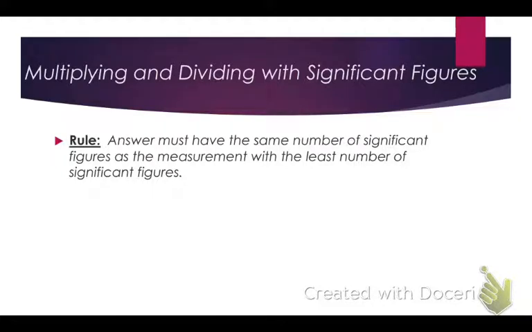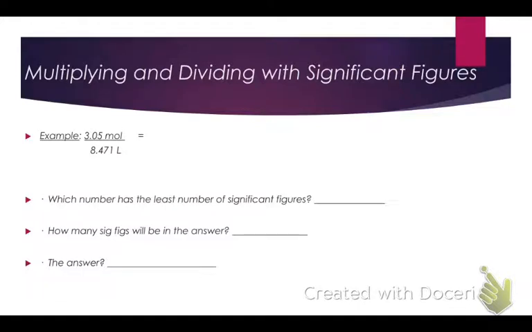So in addition and subtraction, we care about what's in the decimal. In multiplication and division, we care about what's in the entire value, and you always use the fewest or least number of significant figures. So here's an example to take a look at what I mean by that.